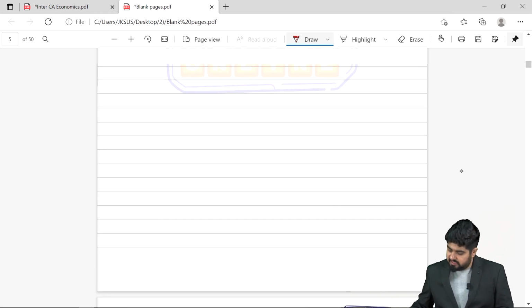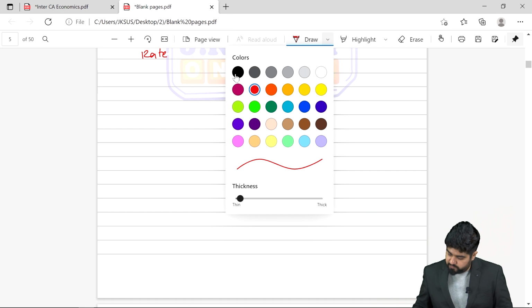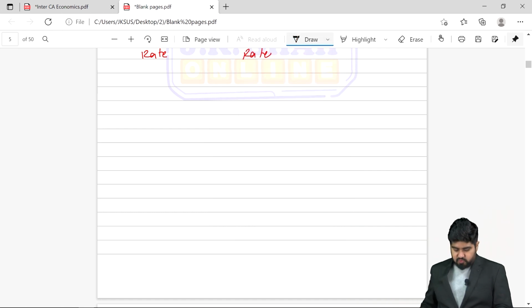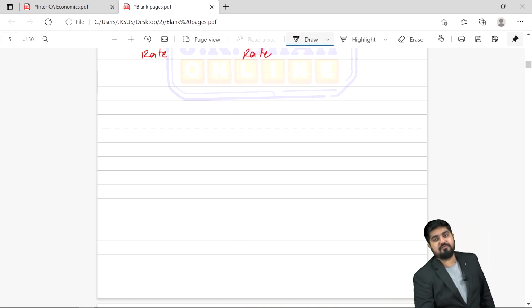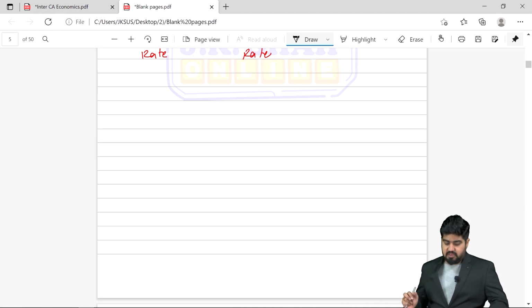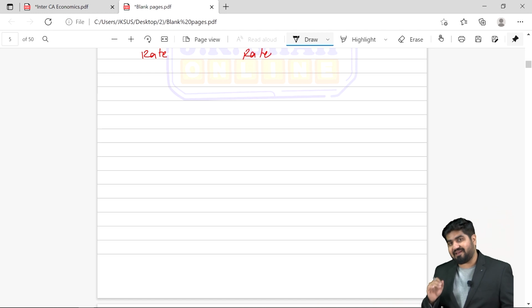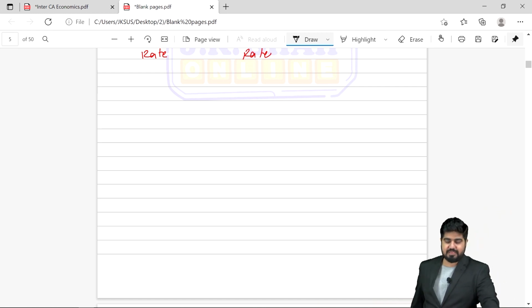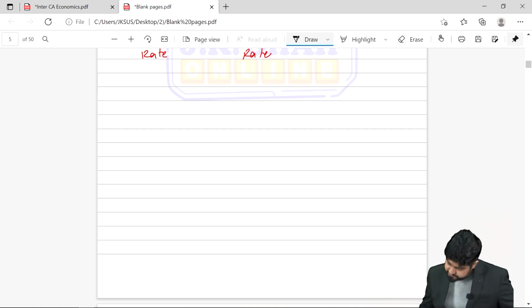Now the same thing can be shown in a diagram also. Two diagrams we need to draw here. The first one will represent the individual speculative demand for money. Another one would represent the aggregate speculative demand for money. First part: individual speculative demand for money.